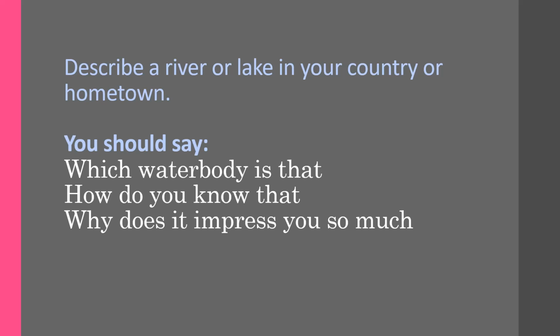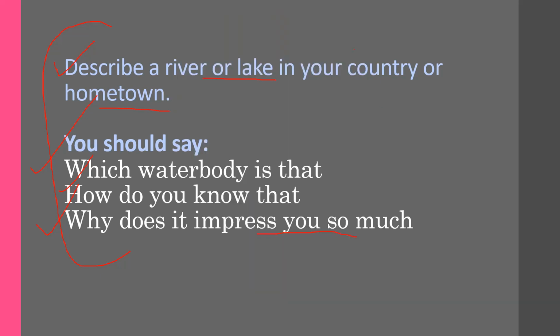Today's topic is describe a river or lake in your country or hometown. The bullet points are which water body is that, how do you know that, and why does this impress you so much? Now I have explained this cue card in detail in my previous video, where I discussed how you can think logically, how you can gain more ideas about this topic and how you need to think about this topic, because many students think that this topic requires specified knowledge, which is not the case.